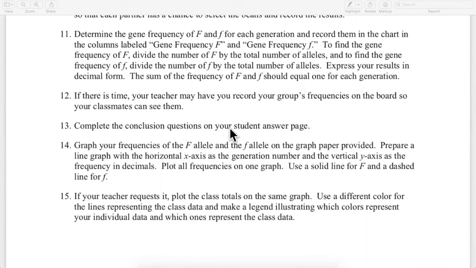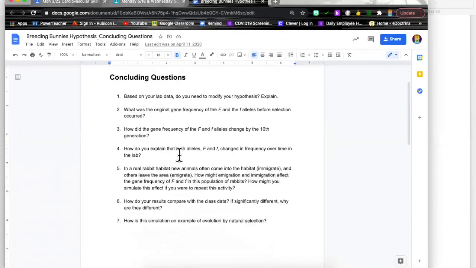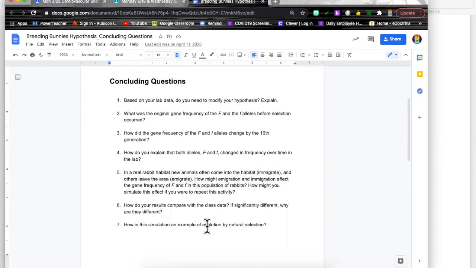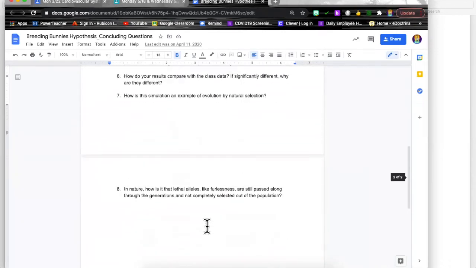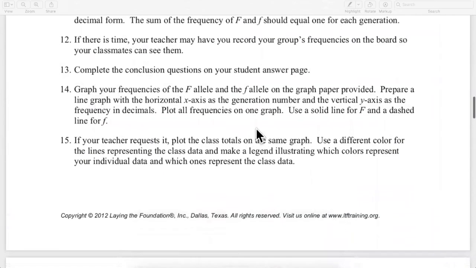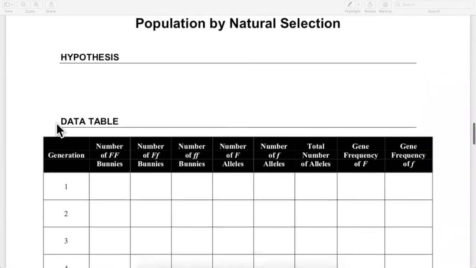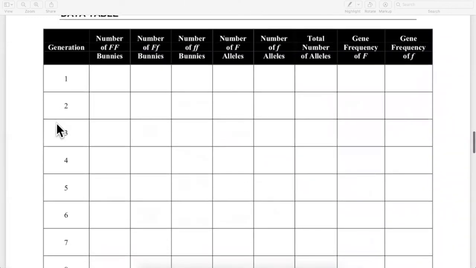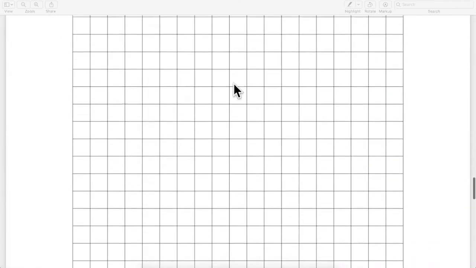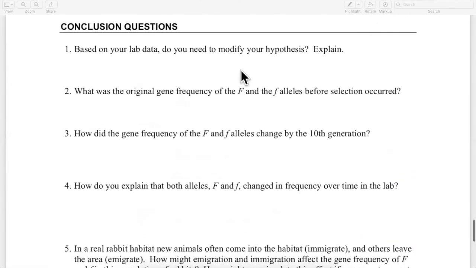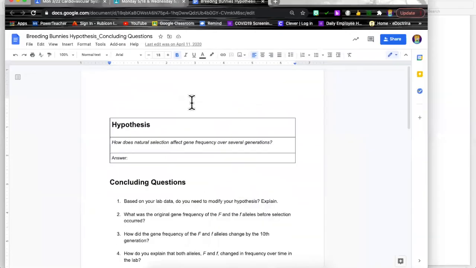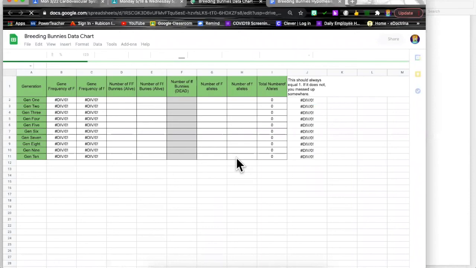Complete the conclusion questions on the student answer page. So underneath your hypothesis, you come back to this page and answer these questions. There are 8 of them. Graph your frequencies. I set that up for you. If your teacher requested, plot the class totals. We will not be doing that. Everything else is already set up for you digitally. I remade this graph for you, and I remade all of this for you. It is all right here and right here.